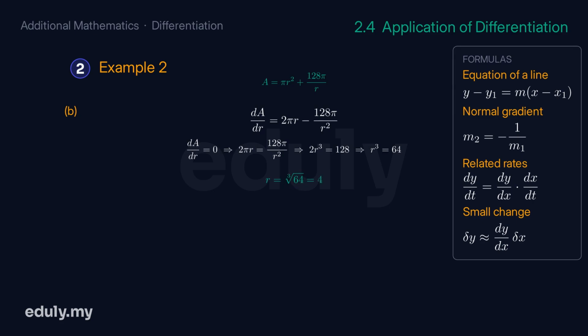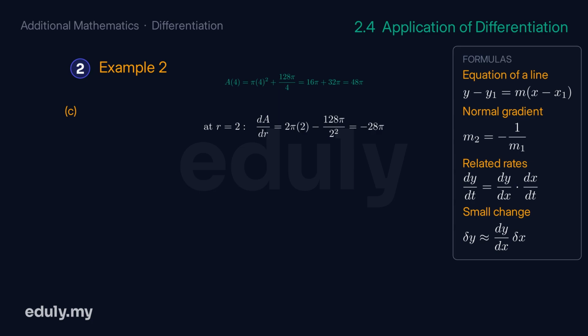Take the cube root of both sides. r equals the cube root of 64, which is 4. Put r equals 4 back into the original formula. Minimum area 48 pi. The second derivative stays positive, a genuine minimum. That's part B.